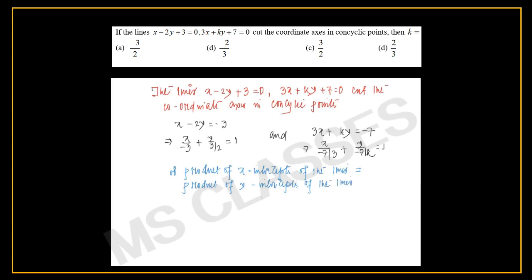Now here, we'll just apply this. We'll substitute the values. Minus 7 by 3 equal to 3 by 2 into minus 7 by k. Now from here, minus minus cancel out, we are left with only one minus sign here. Now here, these 7s will get cancelled out. So ultimately we get k, which is minus 3 by 2.